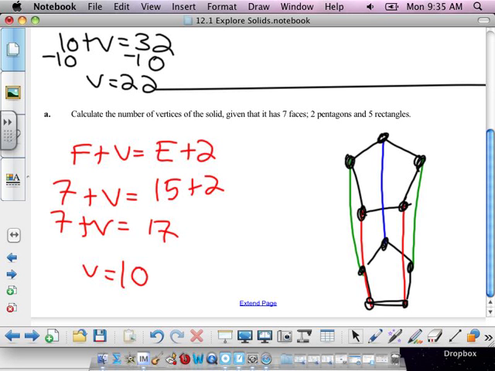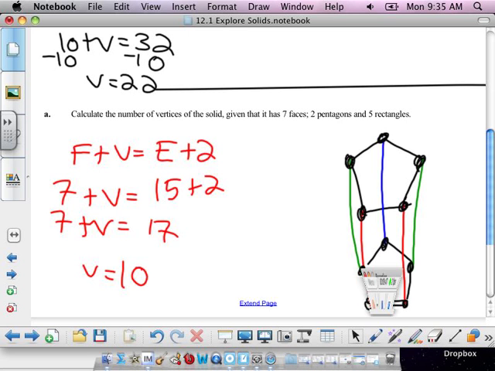Feel okay about this? 15 edges, I counted them. So there's 1, 2, 3, 4, 5 at the top, right? And 5 at the bottom. And then where the rectangles meet each other, that's another 5. Right? 1, 2, 3, 4, 5. Okay. We are going to read now.